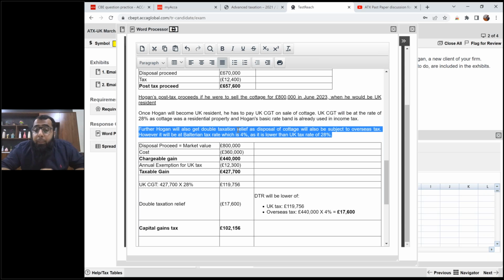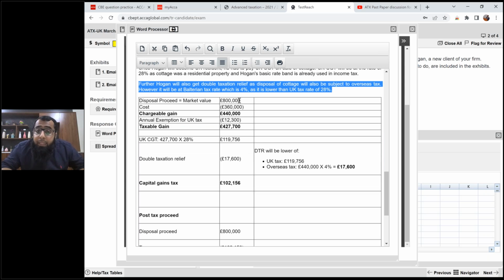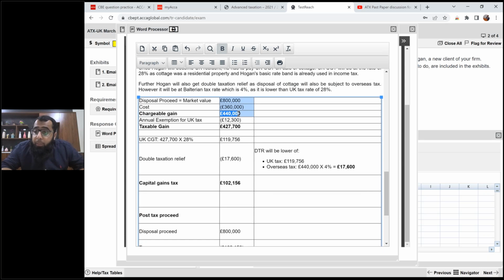And there will also be double taxation relief. So disposal proceed, less cost. This gave us the chargeable gain. In the UK, there will be an annual exemption. This gave us the taxable gain. Now the UK CGT is at 28%.